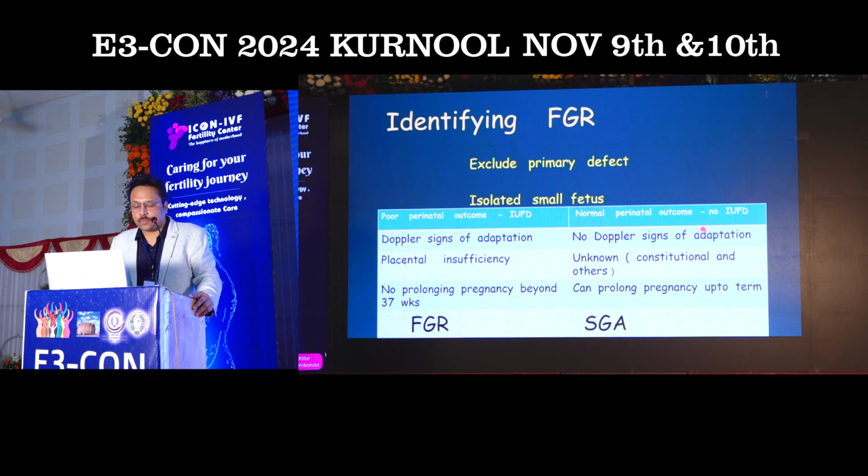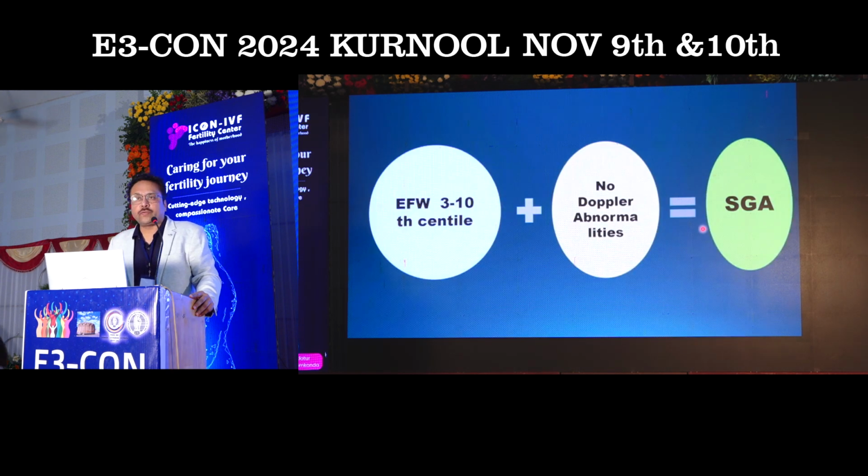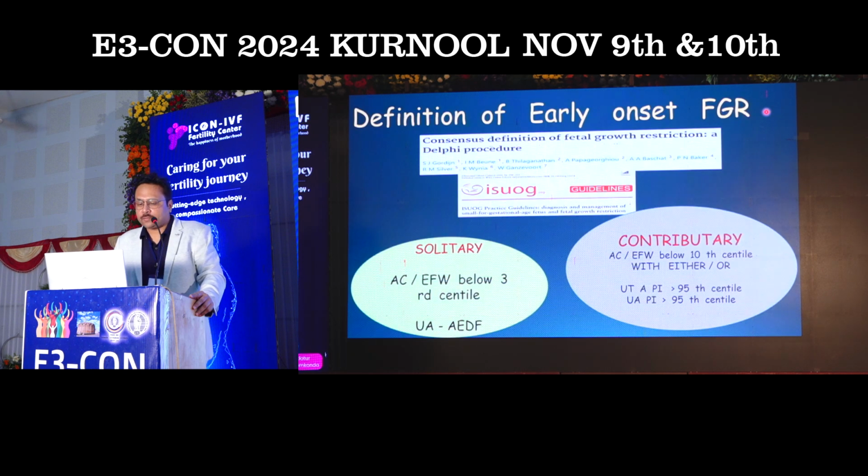There are Doppler signs of adaptation, placental insufficiency is there, and you cannot prolong pregnancy beyond 37 weeks, and there is risk of intrauterine fetal death. So whenever there is estimated fetal weight between 3rd centile and 10th centile with no other Doppler abnormalities, you can label straightaway this as SGA baby. So this is the definition.